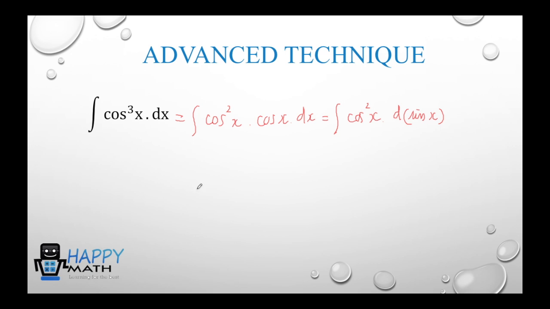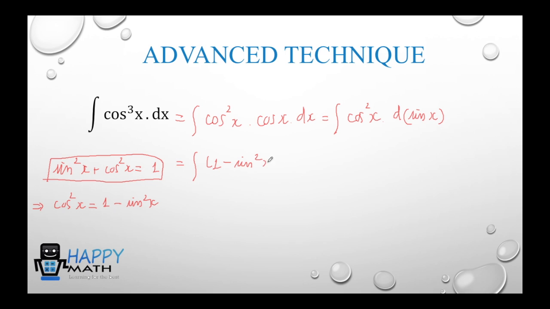And maybe you understand. So you remember in trigonometry, you learn a very basic identity: sine squared x plus cos squared x equals 1. So cos squared x will become 1 minus sine squared x. This is very basic trigonometry. So I will rewrite cos squared x as 1 minus sine squared x times d of sine x.